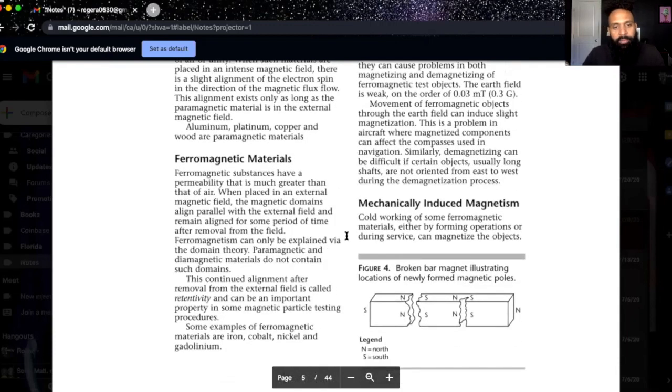Ferromagnetic materials. Ferromagnetic substances have a permeability that is much greater than that of air. When placed in an external magnetic field, the magnetic domains align parallel with the external field and remain aligned for some period of time after removal from the field. Ferromagnetism can only be explained via the domain theory. Paramagnetic and diamagnetic materials do not contain such domains. This continued alignment after removal from the external field is called retentivity and can be an important property in some magnetic particle testing procedures. Some examples of ferromagnetic materials are iron, cobalt, nickel, and gadolinium.